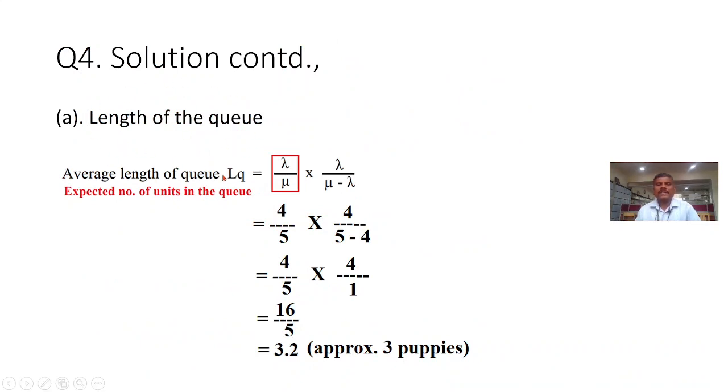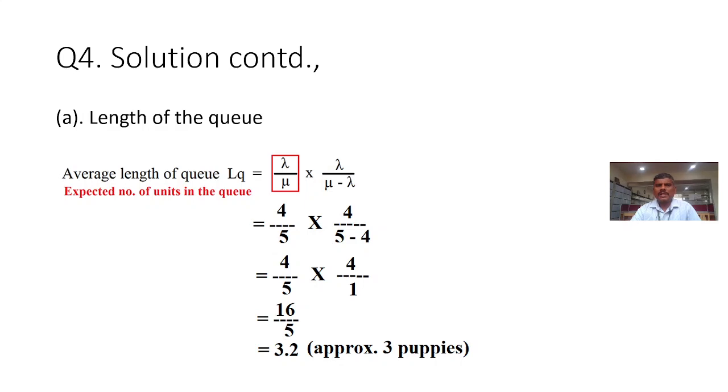So the average length of the queue, LQ, is given by lambda by mu into lambda by mu minus lambda. Lambda is 4, mu is 5. So substituting, we have 4 by 5, and here we have 4 by 5 minus 4. Again, when we solve, it is 4 by 5, and this is 4 by 1. Finally, 4 into 4 is 16. 16 by 5 is 3.2. So approximately 3 puppies will wait in the queue, given the arrival rate and service rate.